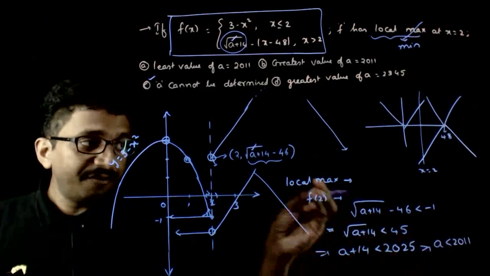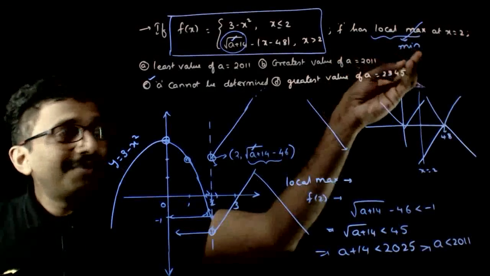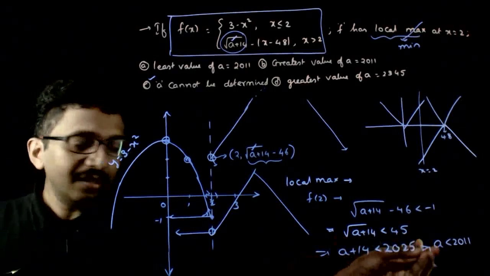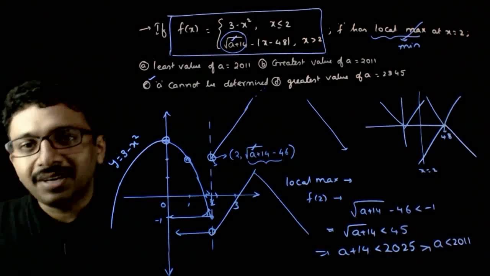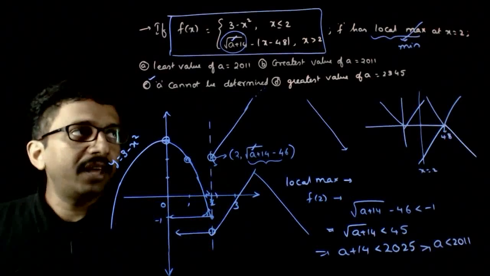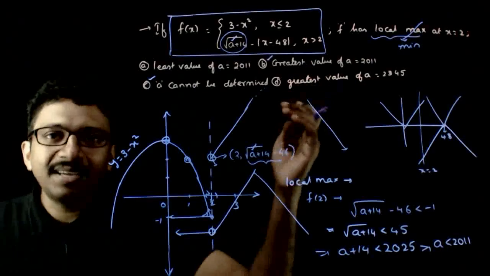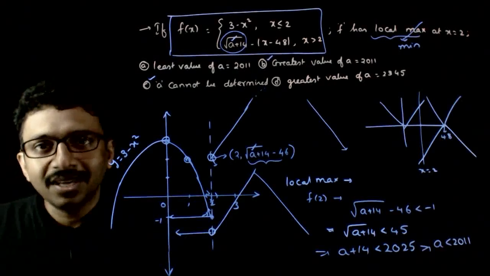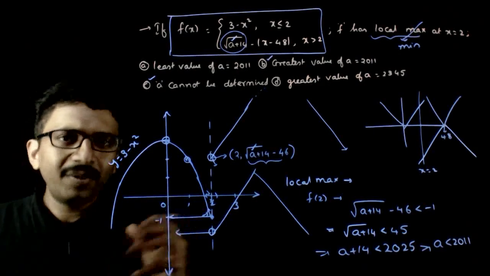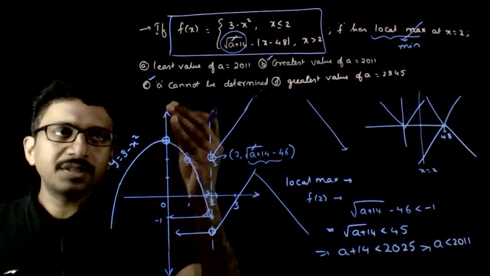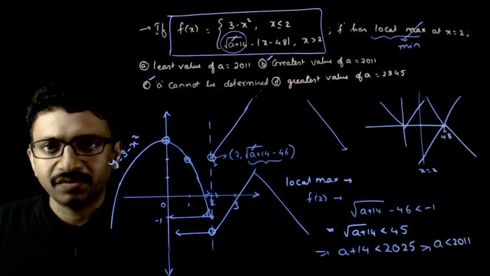So if f has a local minima at x is equal to 2, if that would have been the question, the value of a should be less than 2011. That is, the greatest value of a may be 2011. So a should always be less than 2011. So the greatest value of a is 2011. So depending on the question, because the question is given as maxima, it is not possible. So option C should be the right answer to this question.